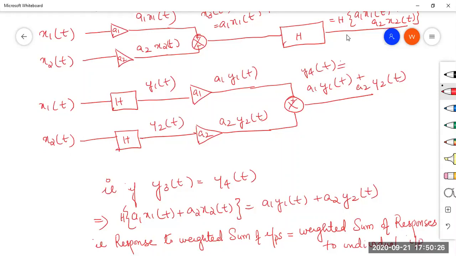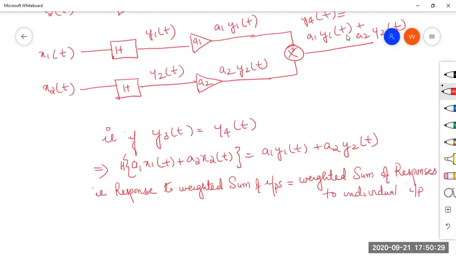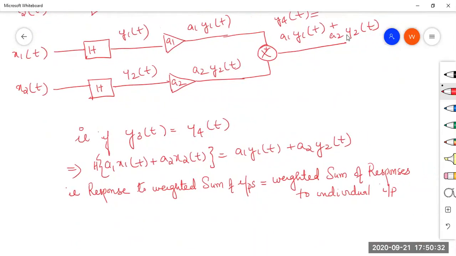This is a linearity principle, and this is how you will check whether system is linear or not. Response to weighted sum of input should be equal to weighted sum of responses to individual input. So first you have to take two signals x1 of t and x2 of t, multiply it with two constants a1, a2 respectively, then you pass it through a system. Then that response should be equal to individually taking the response of these two signals and then multiplying it with constants, and finally you have to add it. So if these two are equal, then the system becomes linear. This is the condition for linearity.